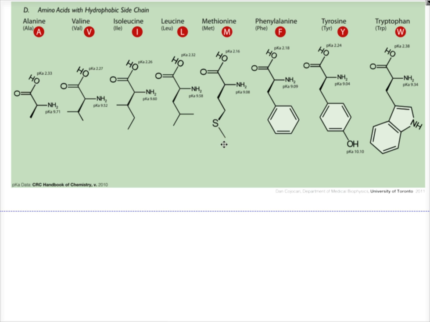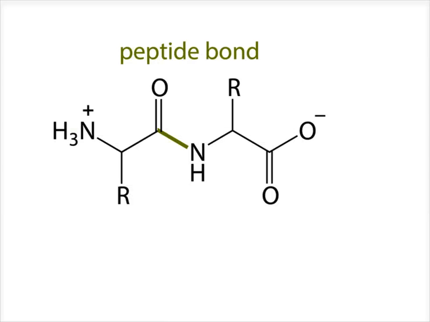The first amino acid in every protein is methionine. Methionine does have an internal sulfur within it. And then we have our ring structures: phenylalanine, tyrosine, and tryptophan all have these ring structures as part of their side chain. So those are the amino acids that can be added into the chain.